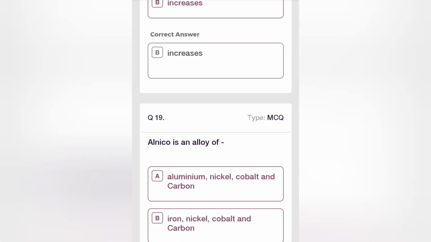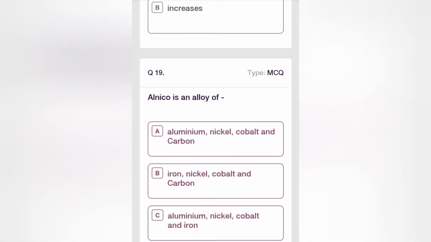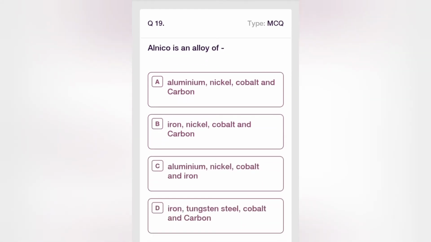Alnico is an alloy of: iron, nickel, cobalt and carbon; aluminium, nickel, cobalt and carbon; aluminium, nickel, cobalt and iron; tungsten, cobalt and carbon. Option C is the correct answer. Aluminium, nickel, cobalt and iron. Okay, Alnico.